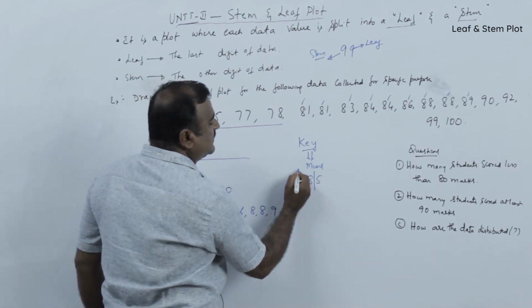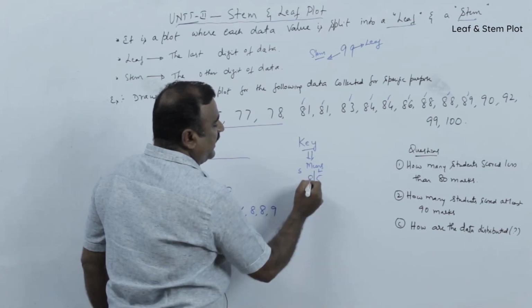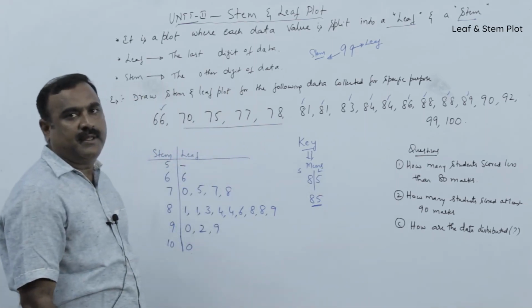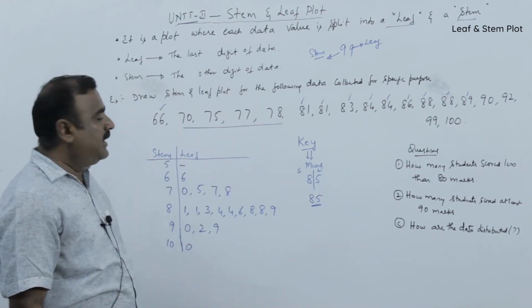This is in the stem portion, and this is in the leaf portion. It means that you are going to read it as 85.